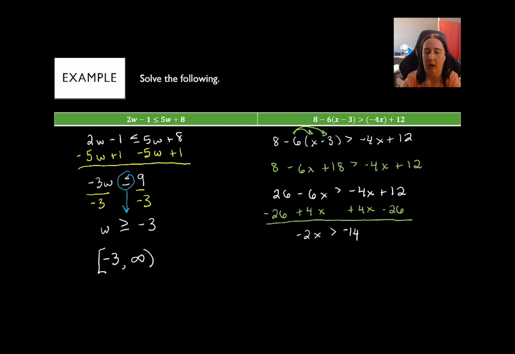So we have negative 2x is greater than negative 14. So now we're going to divide both sides by negative 2, which changes direction to a less than. And that gives us x is less than 7, because negative 14 divided by negative 2 is 7.